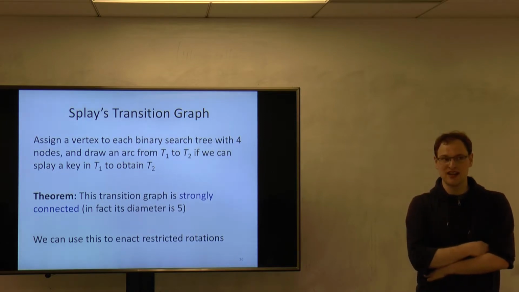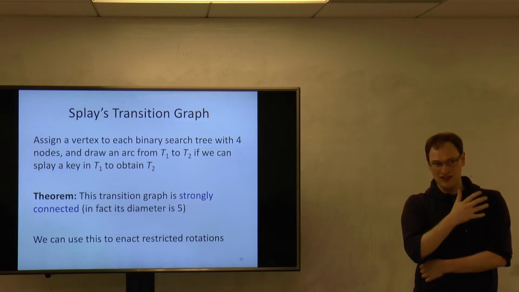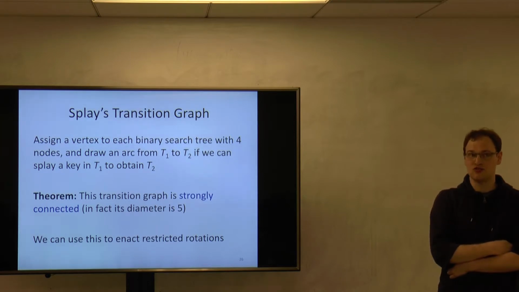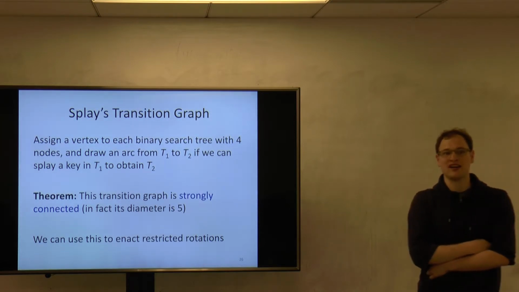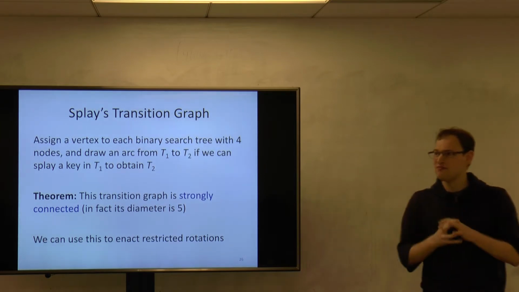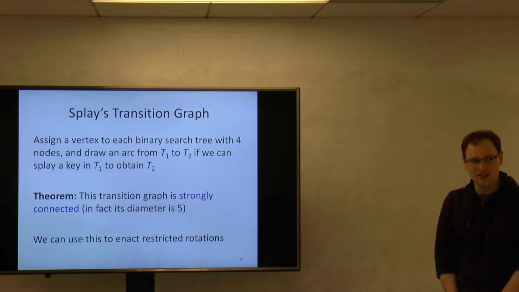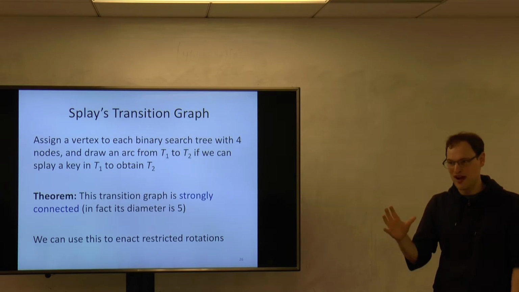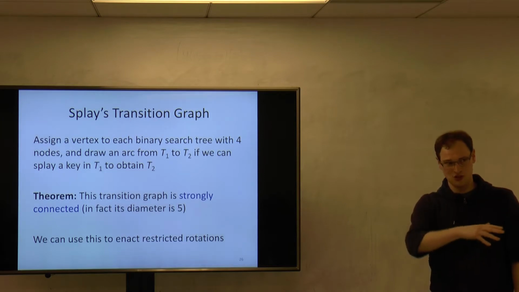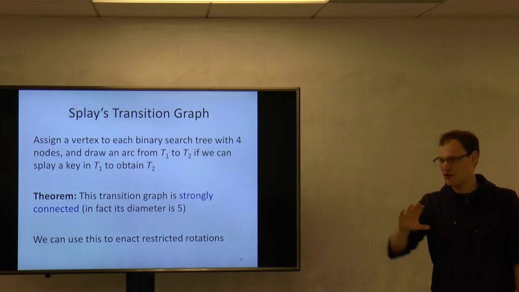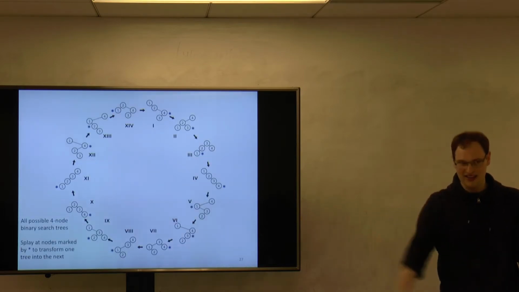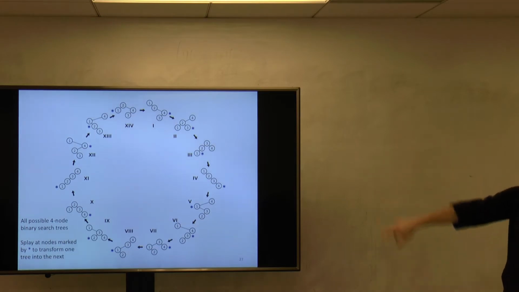And the best way to see that is you take all binary search trees on 4 nodes. 4 is all we need here. And you draw an edge between them if I can Splay at some node in one tree to turn it into the next one. And this is a transition graph, and this is strongly connected. And it has diameter 5. So we can perform some sequence of splays to transform any 4-node tree into any other. And then that kind of acts as a restricted rotation. So in fact, this graph is Hamiltonian.